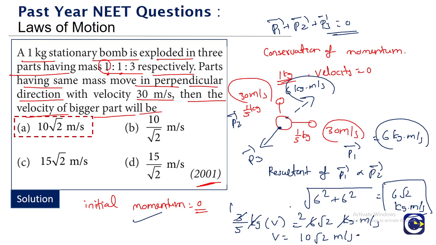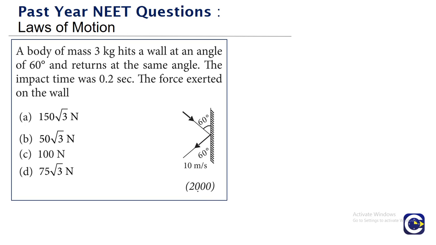Okay, we'll move on to the next question. This is a question that has come in the year 2000. In fact, in one of the previous part videos we have seen a similar model of question. What is it? A body of mass 3 kg hits a wall at an angle of 60. So if you remember the problem, we generally represent the angle as theta. Here the angle is 60, and it returns at the same angle. The impact time is 0.2 seconds. The force exerted on the wall is how much? They're asking what is the force exerted on the wall.